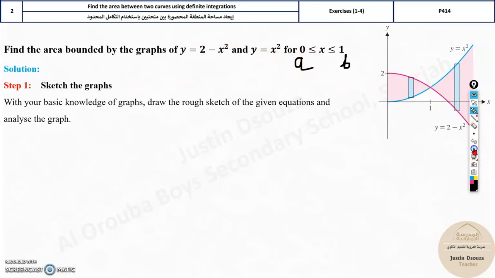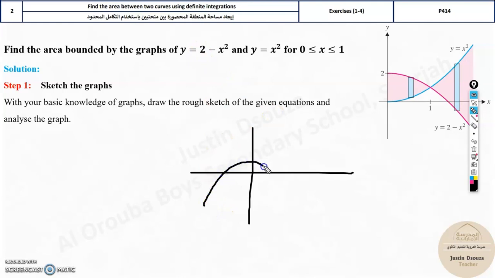It won't be like this. Now I'll draw the graph over here. Now x and y axis. So let me try to get it straight. Okay, somewhat better. Now it's minus x squared, so it'll be down, but plus 2, so it'll be something like this. And over here we have just x squared, so it'll be something like this.